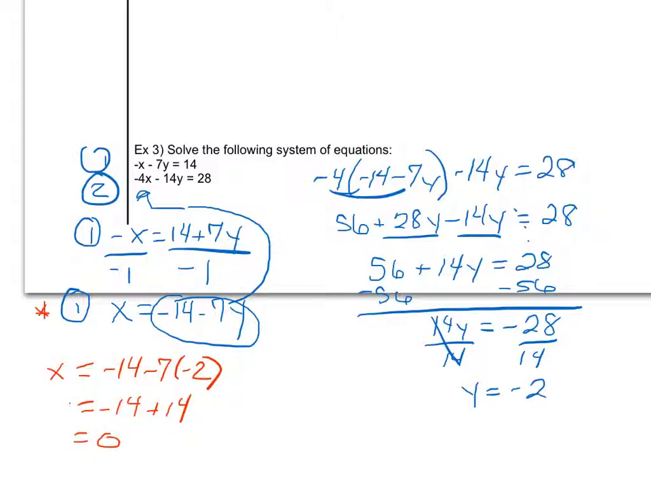Hey, 0 is a number. I'm okay with it. A lot of times I have students freak out and go, it's 0, now what do I do? Well, 0 is a point on our x and y coordinate system, right? It's right at the origin there. So I'm going to say that my point of intersection is (0, -2). If I were to graph these two equations and look at where they intersected, it would be at the point 0, down 2. And that is your final example on solving using substitution.